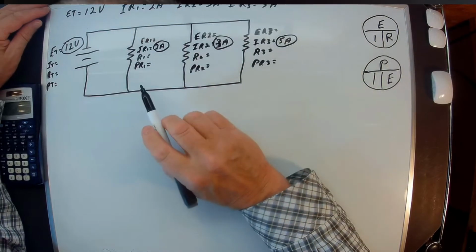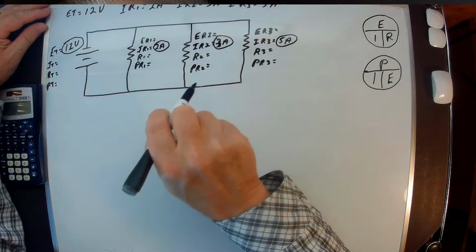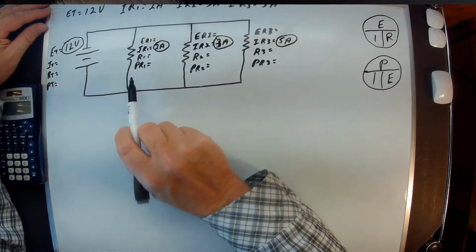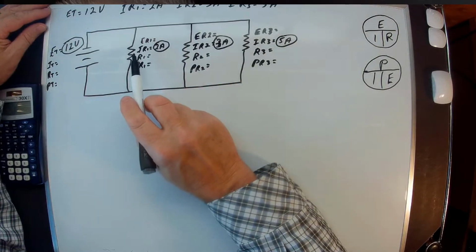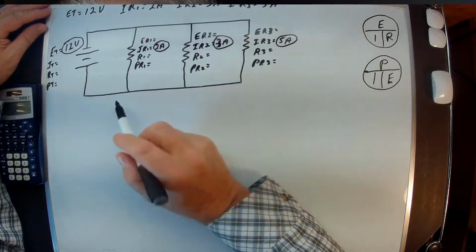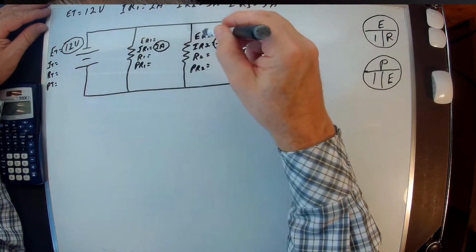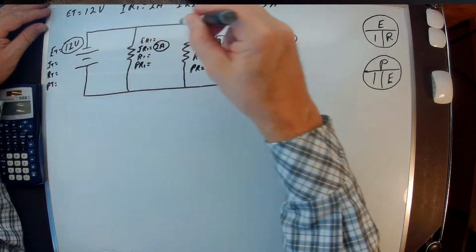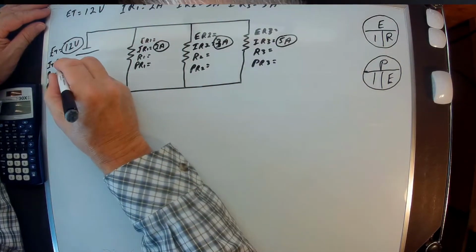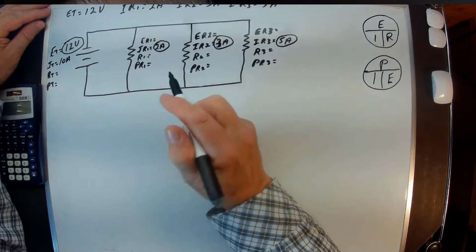All right, so current. We talked about in series circuits, the current is the same all the way through the circuit. Well, in parallel circuits, the current is, add them all up in each branch. So if you look at this, it's like a series circuit with 2 amps. This is like a series circuit with 3 amps. And this is like a series circuit with 5. So if you add all those up, that's 10 amps total. And so that would be your total current.